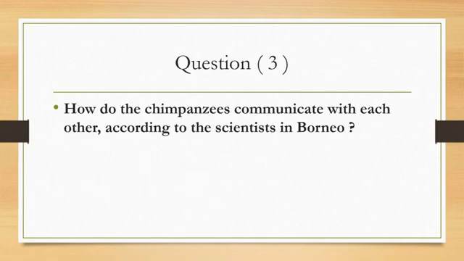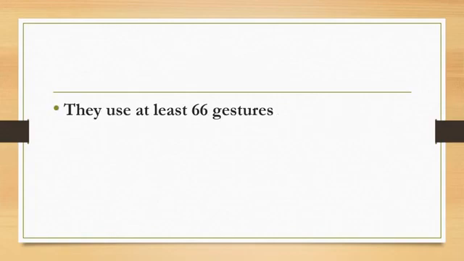Question number 3. How do the chimpanzees communicate with each other according to the scientists in Borneo? Okay, according to the scientists, how do the chimpanzees communicate with each other? As we can see in article A, the answer is they use at least 66 gestures.